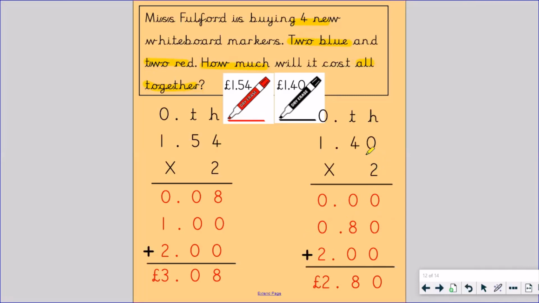Okay, so then 2 times 4 is 8, and that goes in the tenths column because the 4 is in the tenths column, so my 8 stays there. 2 times 1 is 2, and again that goes in my ones column because the number I'm timesing is in my ones column, and then I need to add them all together. Well, I probably didn't need to do all 3 columns for that one because it just reads £2.80. What do I need to do now? I need to add both of those numbers together.